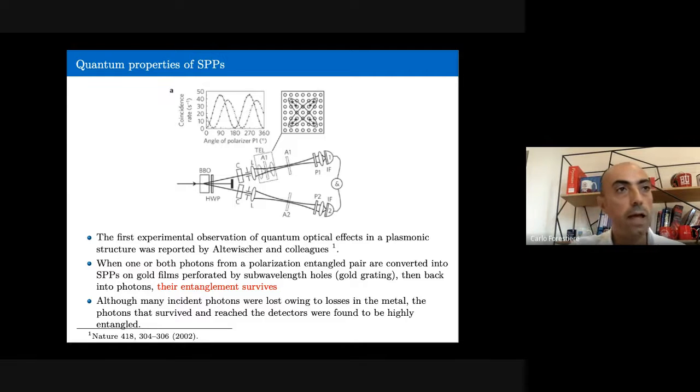Then they excited it with entangled photons. These entangled photons were converted into plasmons and then outcoupled again to photons. What they saw is that at the end they were able to retrieve the entanglement between the photons. So the plasmon preserved this entanglement. This was a very interesting result that is summarized in this paper.